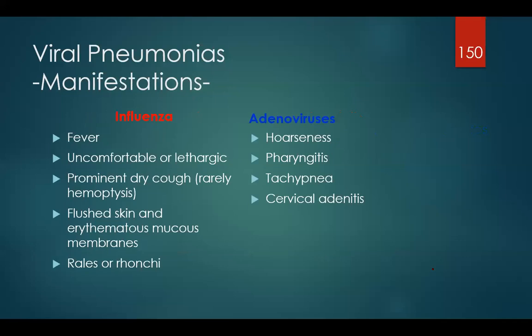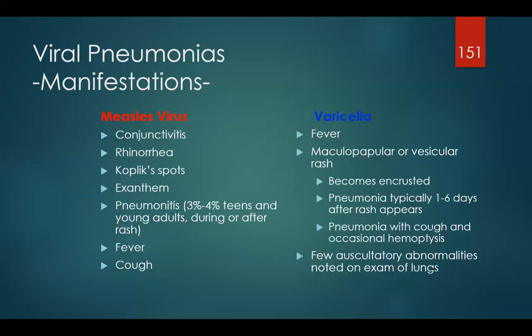How do we differentiate this? Well, manifestations. Influenza is going to present with fever, an uncomfortable or lethargic patient, prominent cough, rarely hemoptysis, flushed skin, and erythematous mucous membranes. You may hear rhonchi or rales. They're going to look like they got hit by a truck because they feel like they did. Adenovirus may have some hoarseness, some pharyngitis, tachypnea, and cervical adenitis. Very difficult to really distinguish between these viruses, but we're going to try.